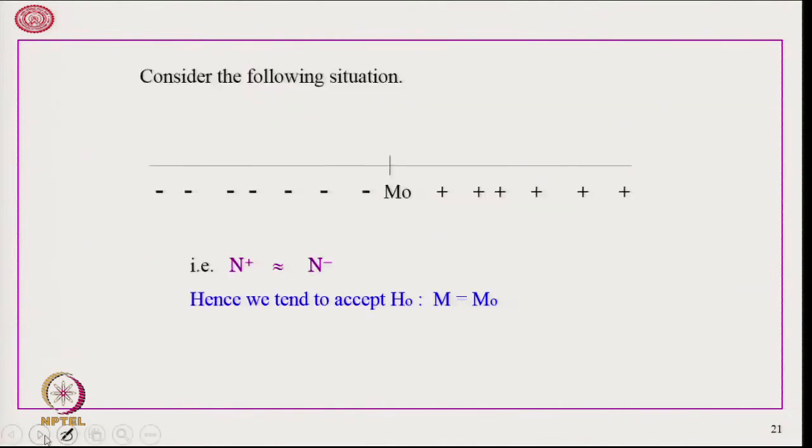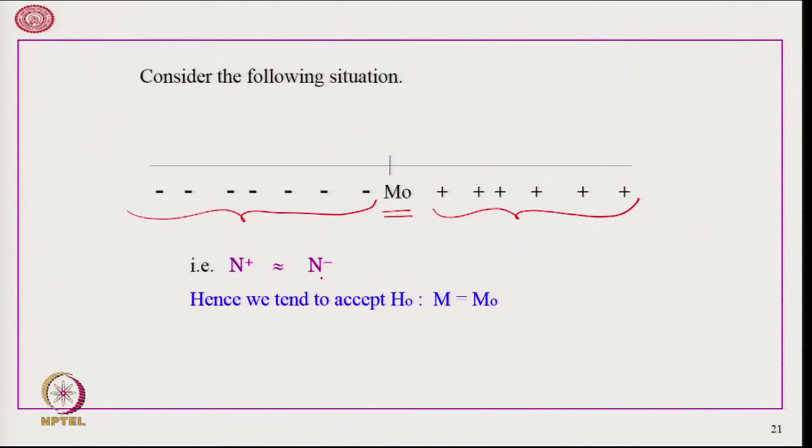So, let me illustrate. Suppose this is the scenario, m naught is the hypothesized median. These are the observations which are greater than m naught, these are the observations which are less than m naught, and if m naught is truly the median, then n plus is equal or very close to n minus.